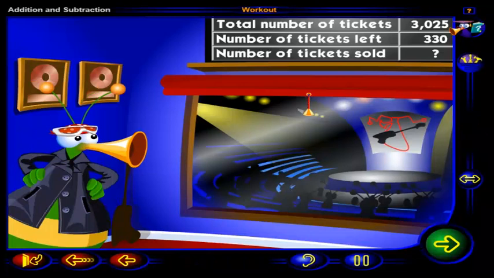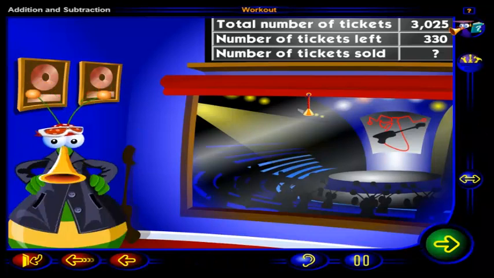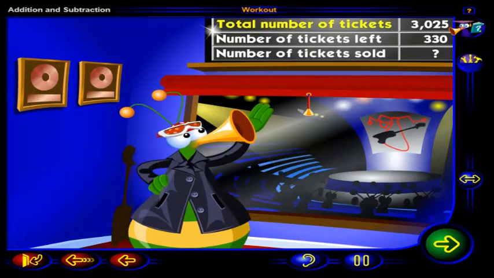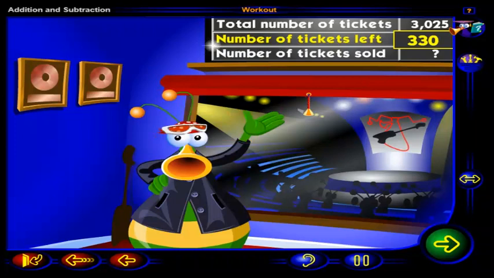The band is almost ready. The show will be starting soon. I wonder how many tickets were sold for this show. Well, a total of 3,025 tickets were on sale, and there are only 330 tickets left.